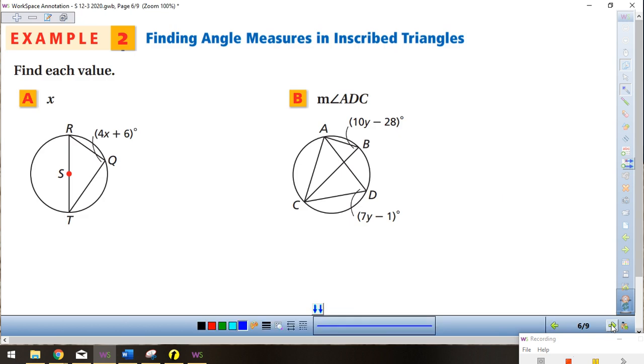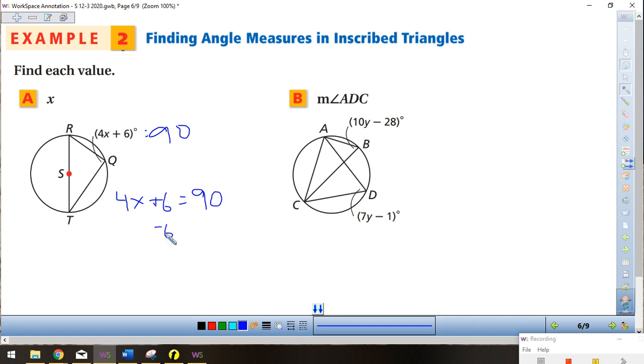So let's go ahead and do an example. I want to find the value of x. So if you see, RT is a diameter, and the angle we're talking about is angle RQT, which means its endpoints are on this diameter. So I know that this angle is equal to 90 degrees. So to find what x is, I'm just going to set 4x plus 6 equal to 90. And then you just solve for x like normal.